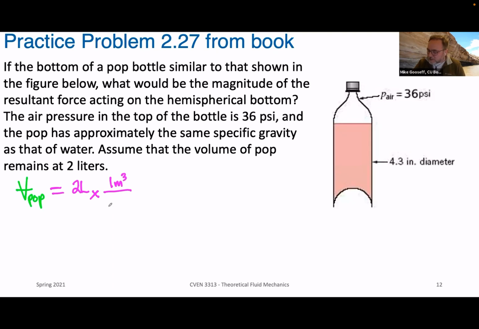1 cubic meter is 1,000 liters. And then I just happen to have a conversion for cubic feet to cubic meters, so we'll do that. We multiply by 35.31 cubic feet per meter cubed. The liters will cancel, our cubic meters will cancel, and we should end up with cubic feet. It turns out we don't have a very big number, 0.0706 cubic feet. All right, so that's our volume.